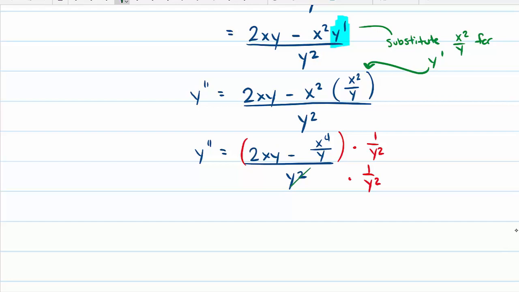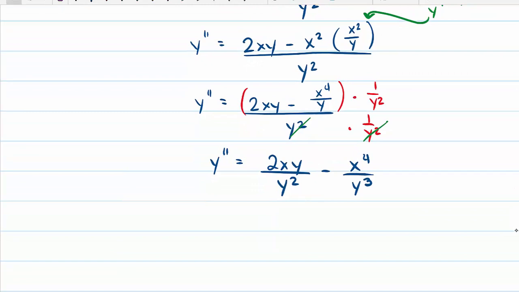So these are going to reduce off. And you're going to get y double prime is equal to 2xy divided by y squared minus x to the fourth divided by y cubed. Now if you wanted to, you could skip this step and go right to the canceling part. And you get 2x divided by y minus x to the fourth divided by y cubed.